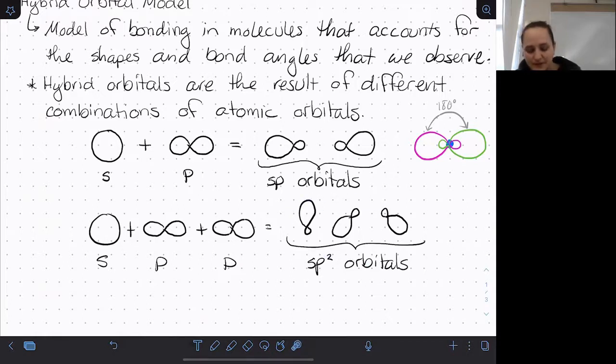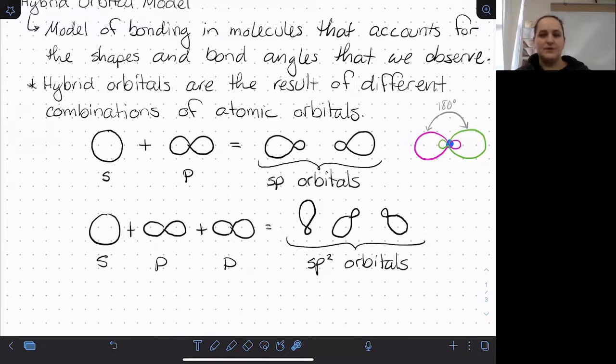In the sp2 case, they're pointing to the corners of a triangle. It's 120 degrees in between the orbitals the way they are oriented. 120 is, again, an angle that we actually observe when we look at molecules. So these hybrid orbitals are a pretty good reflection of the actual structure of molecules. A little disclaimer on this is that the hybrid orbital model is very much a model.